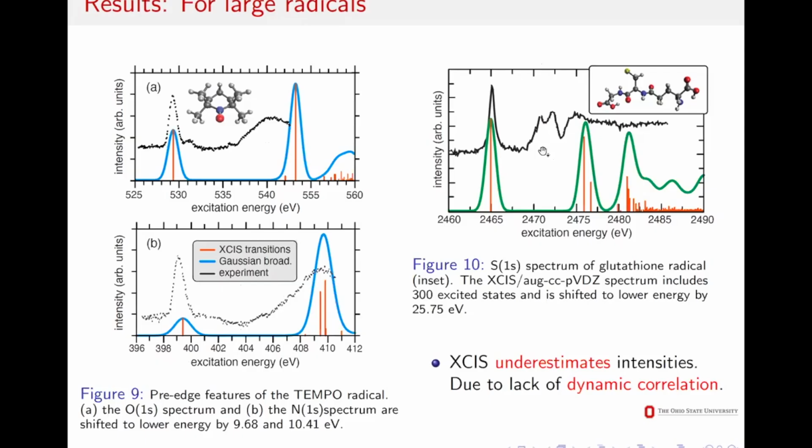We also computed for another radical. It's called the glutathione radical. It has a biological significance. So we calculated and tried to get the spectra. The pre-edge features are coming exactly, but if you look carefully, the gap between the pre-edge features and the main K-edge features in the experiment is low. But in the case of the XCIS results, the gap is pretty large. And as I said earlier, this is coming due to the incomplete orbital relaxation. So that's the drawback in both the ROCIS and XCIS methods.